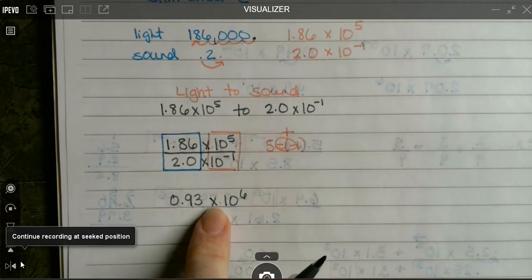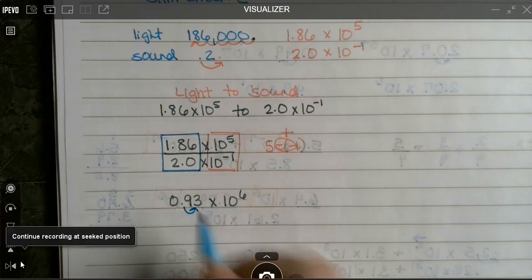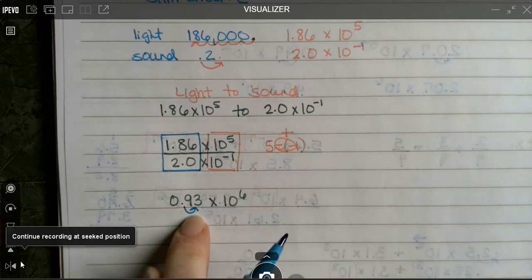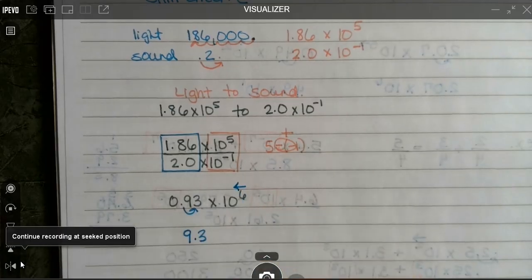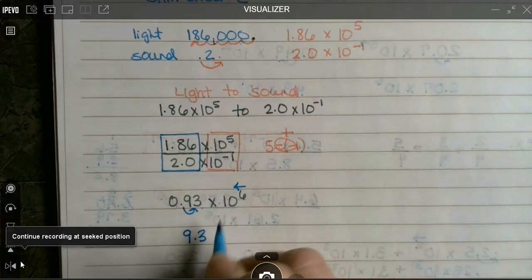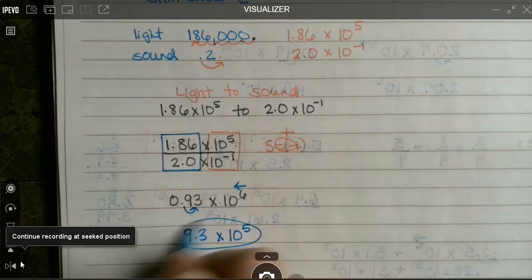That is our ratio, except that it's not in scientific notation yet. So to change it to scientific notation, we're going to move our decimal 1 place to the right, so we have 9.3, which means we're going to move our number on our number line 1 place to the left, which is times 10 to the 5th.